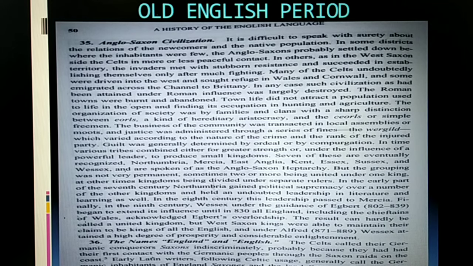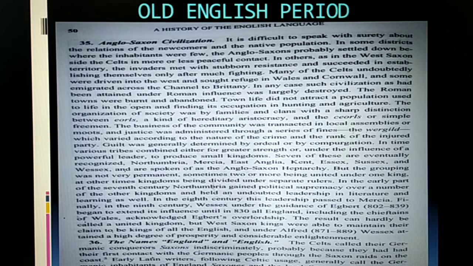In time, various tribes combined, either for greater strength or under the influence of a powerful leader, to produce small kingdoms. Seven of these are eventually recognized: Northumbria, Mercia, East Anglia, Kent, Essex, Sussex, and Wessex, and are spoken of as the Anglo-Saxon heptarchy. But the grouping was not very permanent, sometimes two or more being united under one king, at other times kingdoms being divided under separate rulers.